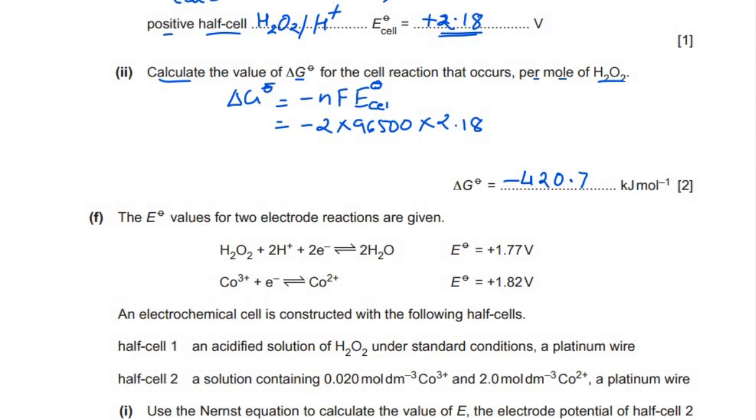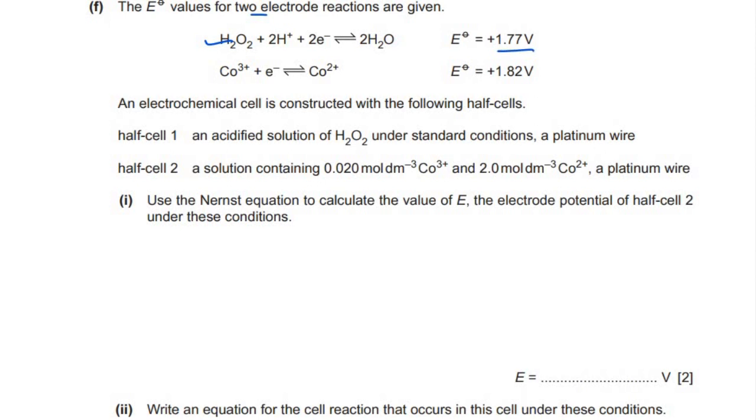And the next sub question, the electrode potential values for two electrode reactions are given. The hydrogen peroxide acidified half cell is already given, and the same values here. Another half cell is made of cobalt 3 plus plus electron gives cobalt 2 plus, and its electrode potential value is positive 1.82 volt. An electrochemical cell is constructed with the following half cells. Half cell 1 is an acidified solution of hydrogen peroxide under standard conditions and a platinum wire. Half cell 2 is a solution containing 0.02 moles per dm cube cobalt 3 plus and 2 moles per dm cube cobalt 2 plus and a platinum wire.